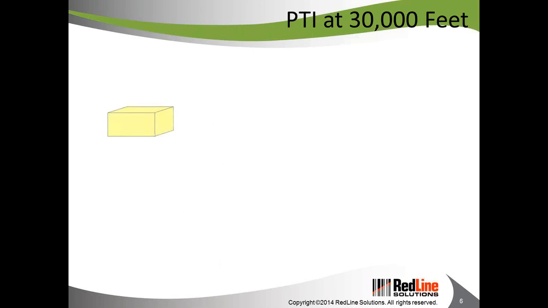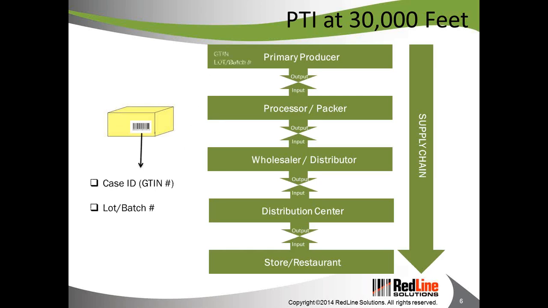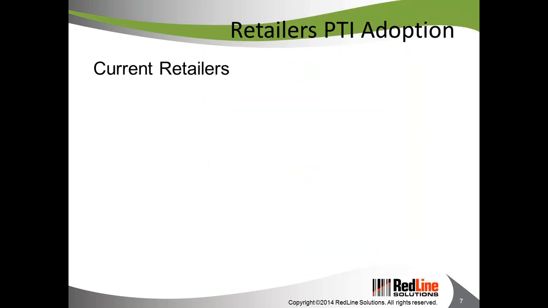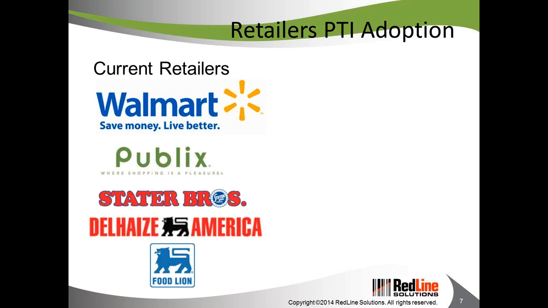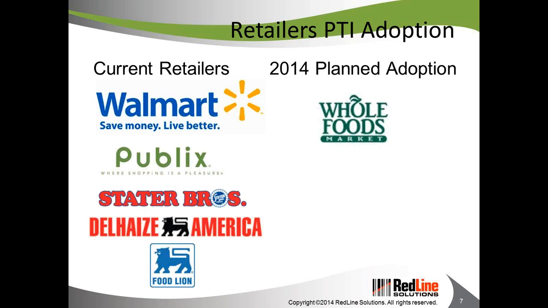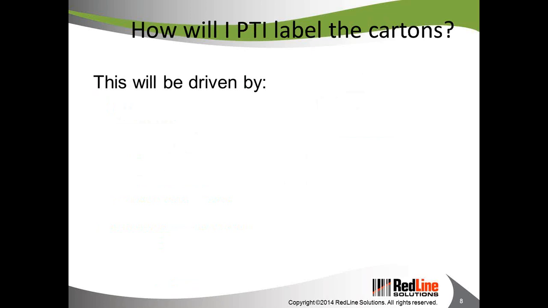We want to look at PTI from a 30,000-foot view. We put the label on the case that has the GTIN and lot number on it, and that information is labeled when it's packed and is used by every receiver along the supply chain, which is why PTI is called whole chain traceability. We look at retailer adoption. The current retailers that are using PTI include Wal-Mart, Publix, Stater Brothers, and the Del Hayes companies. And in 2014, Whole Foods announced they will begin using PTI, and there are others that are pending.